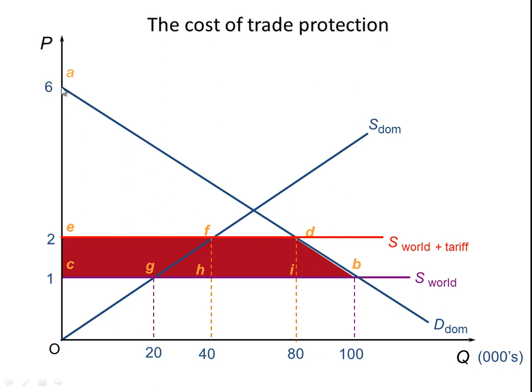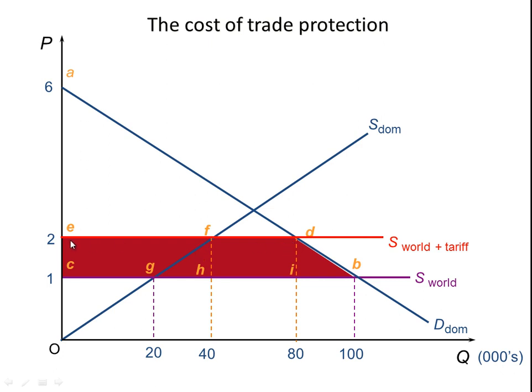And then you could say the new consumer surplus with the tariff is A, D, E. So it's 4, the difference between 6 and 2, times 80,000, and then halve that, because it's again a triangle. And that would be 160,000. So 250,000 minus 160,000 is 90,000.